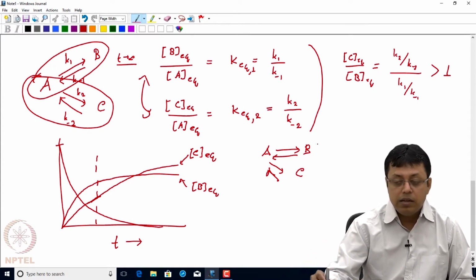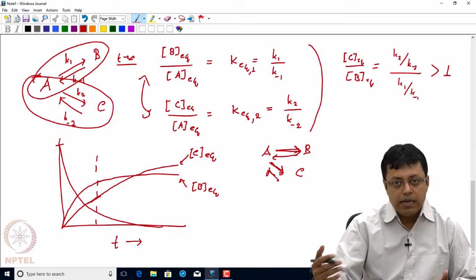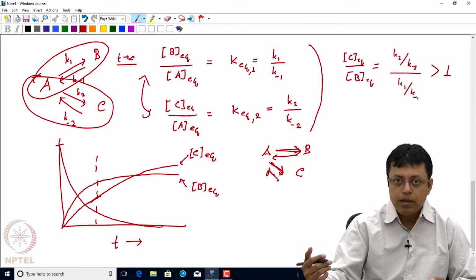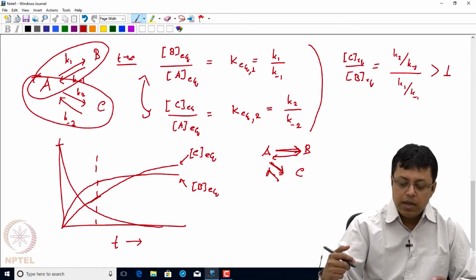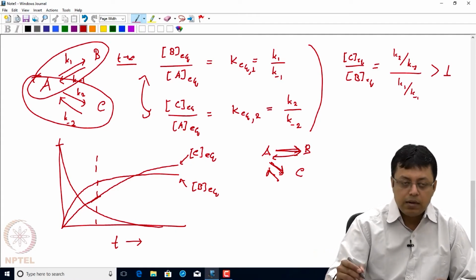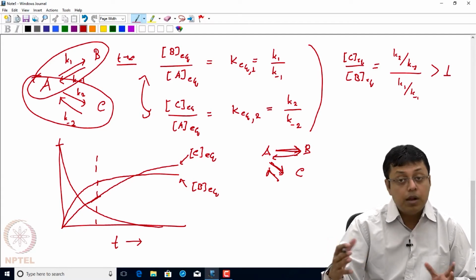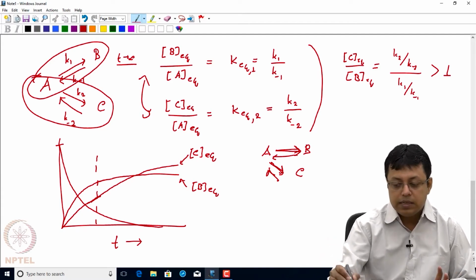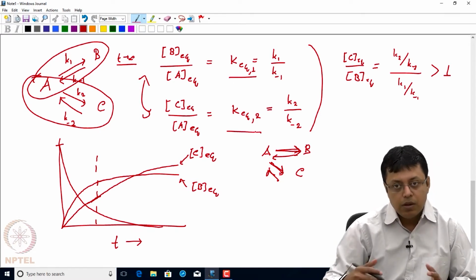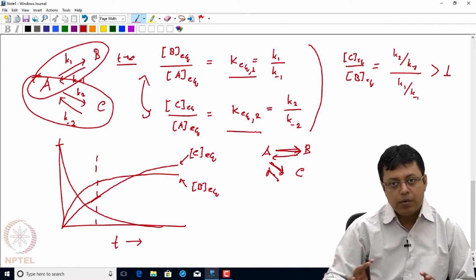So initially, if there is no B or C, only the K1 and K2 will dominate, only the forward processes, this rate and this rate will dominate. But later, when in the reaction mixture we have sufficient amount of B and C, then the reverse reactions also proceed, and then you can have a situation that the entire thing might change. So the equilibrium ratios might be very different. So in this case, we say that these products are thermodynamically controlled, because everything is dictated by the ratio of the equilibrium constant. If it is a higher equilibrium constant, that product will be formed.